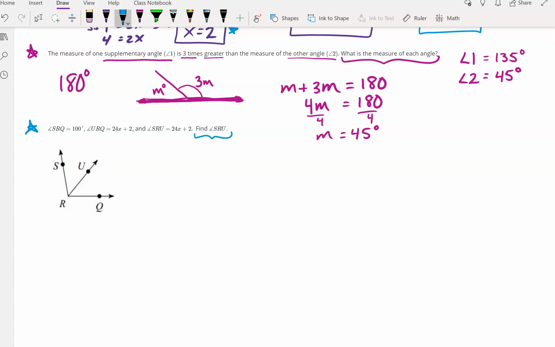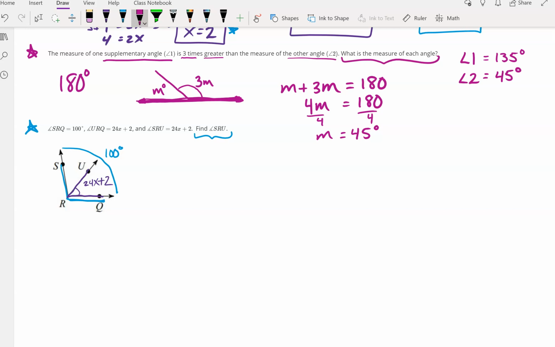This means the measure of angle SRQ is equal to 100 degrees. So I'm just going to go ahead and write that 100 degrees out here. We're going to use some different colors on this problem just to make things a little easier. The measure of angle URQ is 24x plus 2. So you see how I've labeled that angle 24x plus 2.